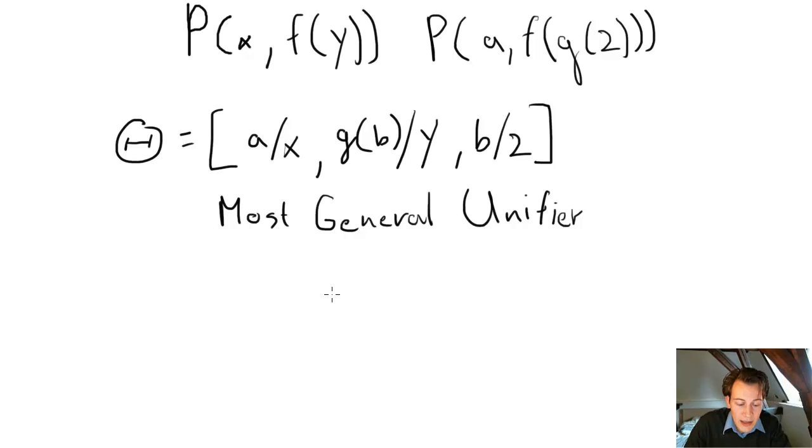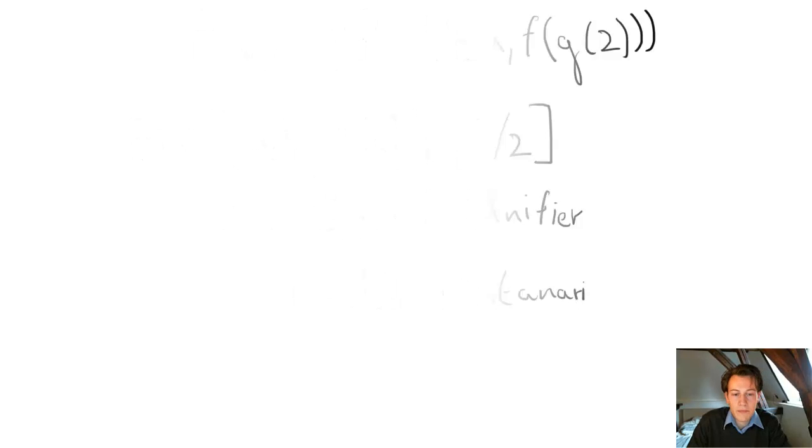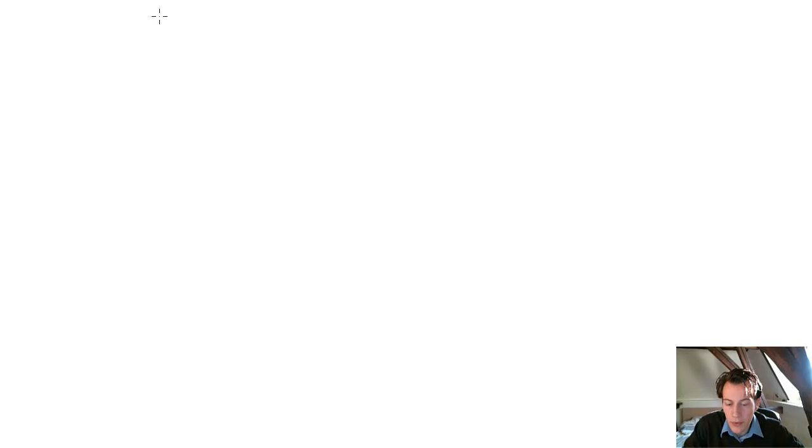Martelli and Montanari designed an algorithm for that. Now I'm going to explain the algorithm to you. The algorithm states that we need to put our equations. We have one formula T and the other formula U, and we want to see if there is a most general unifier for them.